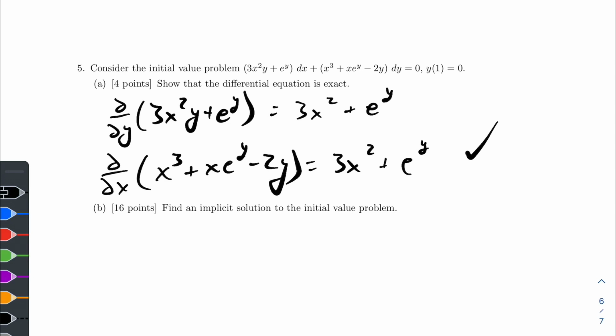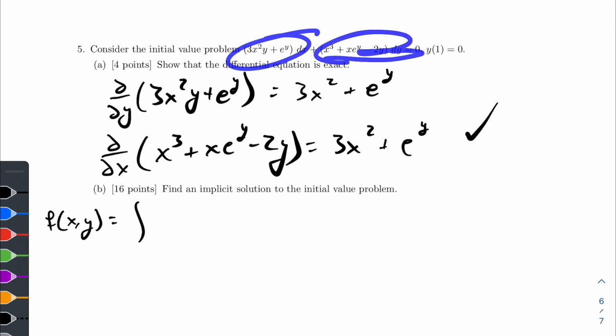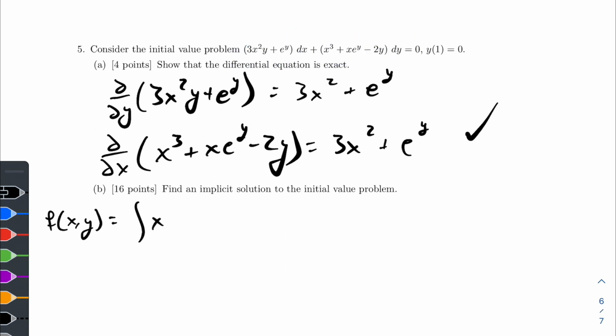Find an implicit solution to the initial value problem. All right, this is where you want to find your parent function, f of x y, which is just going to be, you could integrate either of these two things. I always just do this one first, so I'll just do the second one just to be different. The integral of x cubed plus x e to the y minus 2y dy.